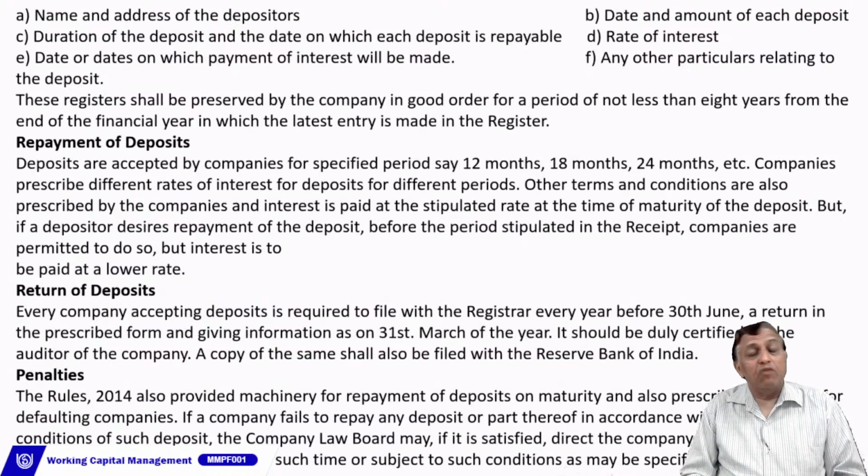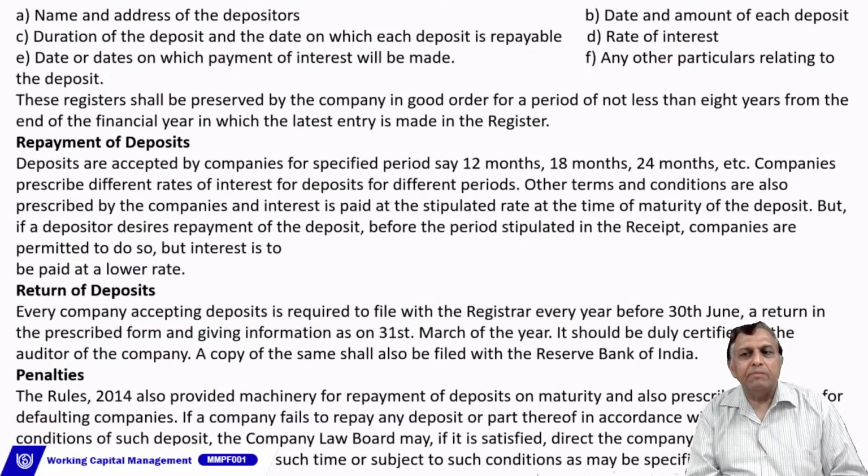Repayment of deposits. Now, when you accept the deposit, you are supposed to repay it. Deposits are accepted by companies for specified periods, say 12 months, 18 months, 24 months. Once it is 12 months or less, it is short term. Once it crosses 1 year to 2 years, 3 years, then it becomes medium term deposits. Companies prescribe different rates of interest for deposits of different periods. Other terms and conditions are also prescribed by the companies, and interest is paid at the stipulated rate at the time of maturity of the deposit.